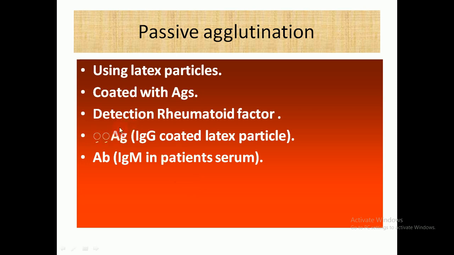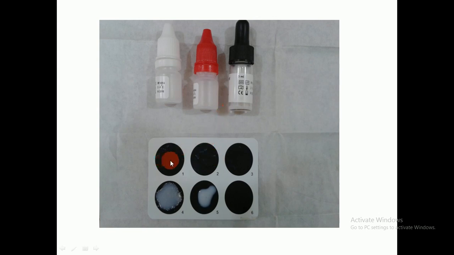Passive agglutination uses latex particles coated with the antigen for detection of rheumatoid factor. The antigen is the IgG-coated latex particle, which is polystyrene, a whitish small sphere of small diameter, coated with the antigen, and the antibody, which is the IgM, is present in the patient serum. This is rheumatoid factor; if there is agglutination, it means positive. If it is a suspension, it is negative.